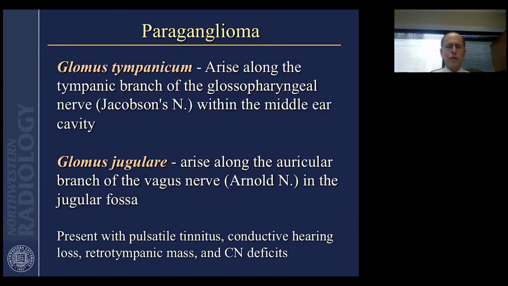Glomus jugulare tumors, which may have components that look like that CT scan of masses extending into the middle ear, primarily arise around the jugular foramen, and they arise from the vagus nerve, or Arnold's nerve, in the jugular fossa. And again, they present with pulsatile tinnitus, conductive hearing loss, and visible masses in the tympanic cavity.